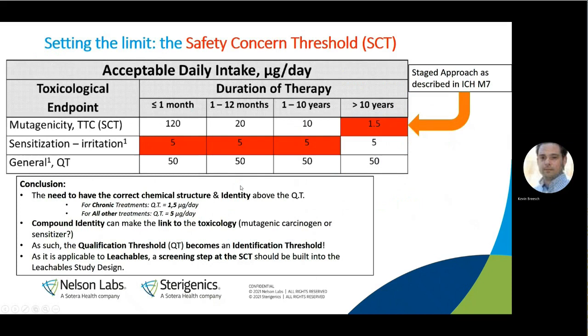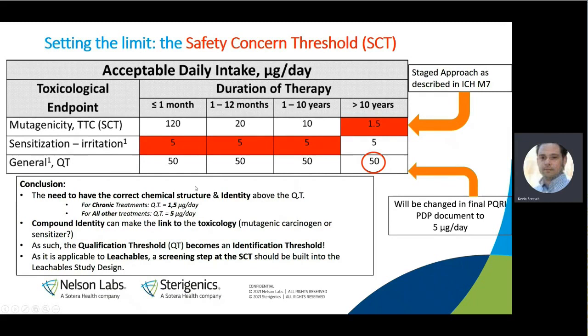So coming back to the safety concern threshold, if you start your reporting limit calculations or designing your extractable study, it's always safe to start from 1.5 micrograms a day, what can go into the patient. 120 for short duration, never apply this. You're always stuck with the 5 micrograms a day, since you have to evaluate sensitization and irritation from that level. And the general toxicity assessment is actually also being put forward as qualify it from 5 micrograms a day. This is the general toxicity which has to be assessed.